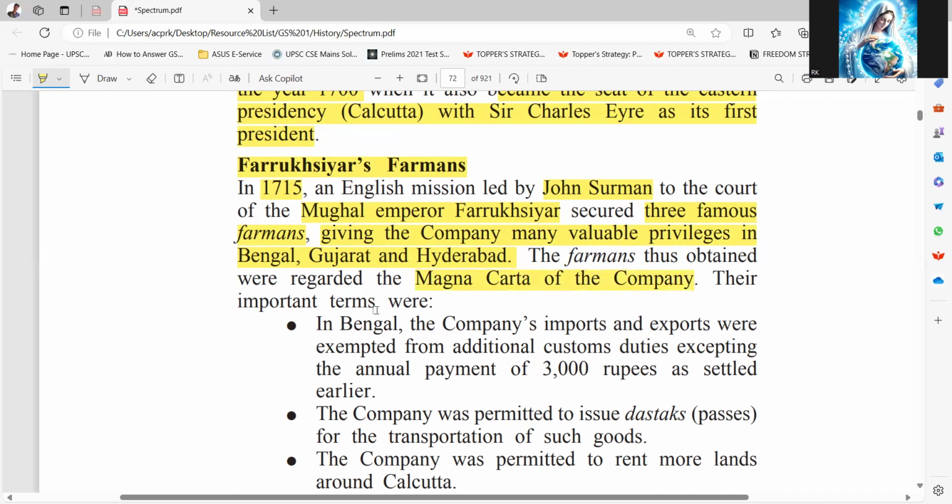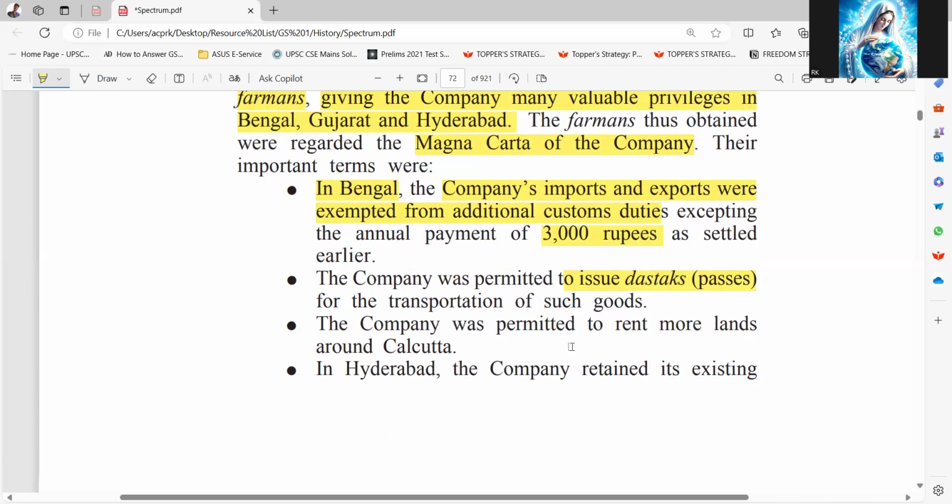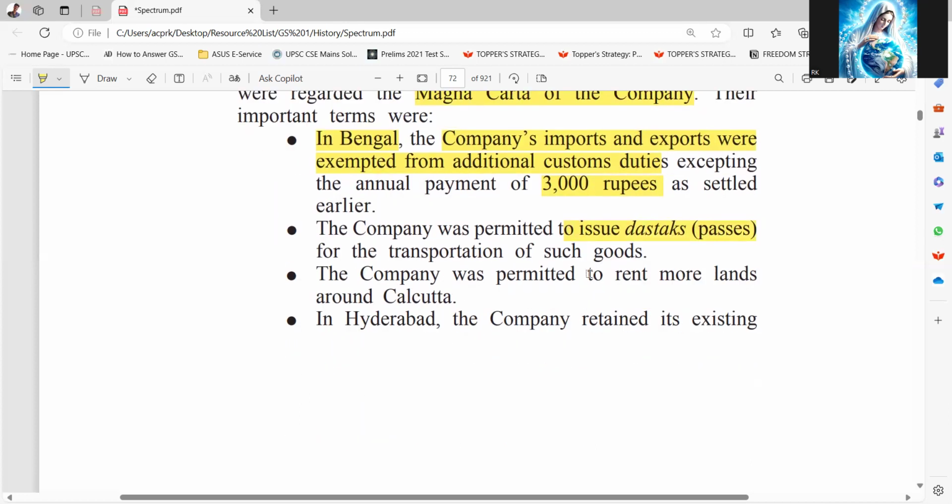Their important terms were: in Bengal, the company's imports and exports were exempted from additional customs duties, excepting an annual payment of Rs 3,000 as settled earlier. The company was permitted to issue dastaks, passes for the transportation of such goods, and to rent more lands around Calcutta.